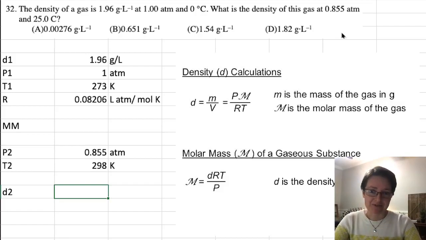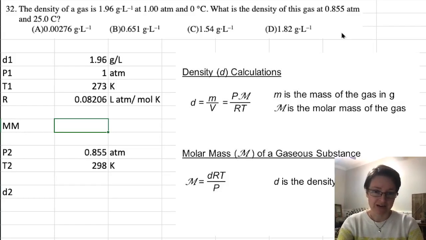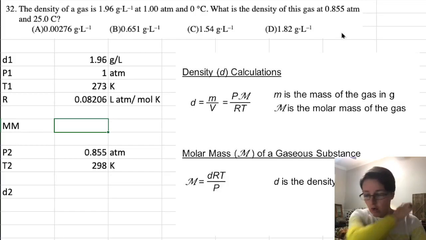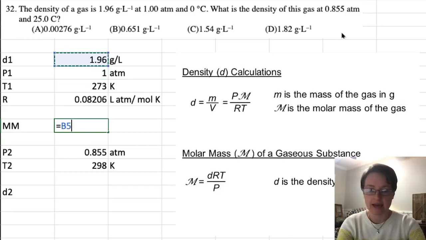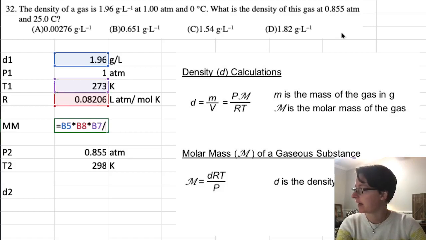We can't immediately use this top version of the equation because we don't know the molar mass of the gas. So the trick that we're going to do is use the first set of information in order to solve for the molar mass of the gas. To do that, we're going to take this top version of the equation and simply algebraically rearrange, and we get that the molar mass of the gas is equal to the density of the gas times the value of the gas constant times the temperature reported in Kelvin divided by the pressure.